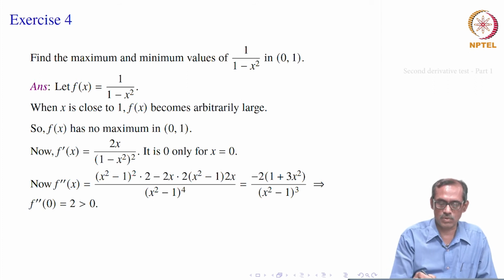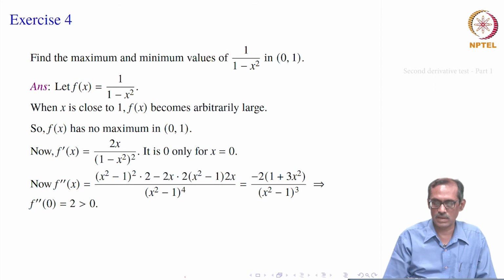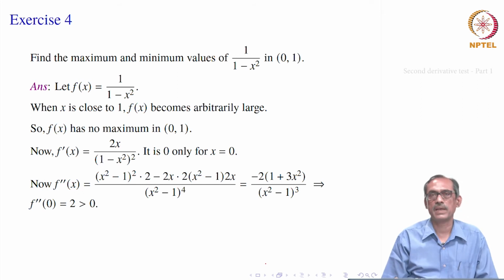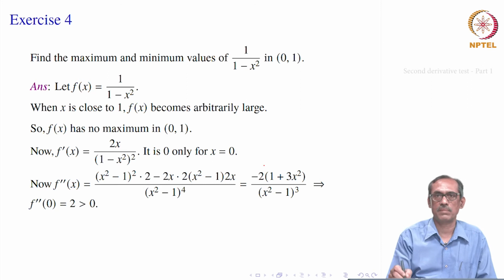So, that gives x square minus 1 square into the derivative of 2x, which is 2, minus 2x into the derivative of x square minus 1 square, which is 2 into x square minus 1 into 2x, divided by the square of x square minus 1 square, which is x square minus 1 to the power 4. Okay. So, after simplification that gives minus 2 into 1 plus 3 x square divided by x square minus 1 cubed, as one factor of x square minus 1 cancels.